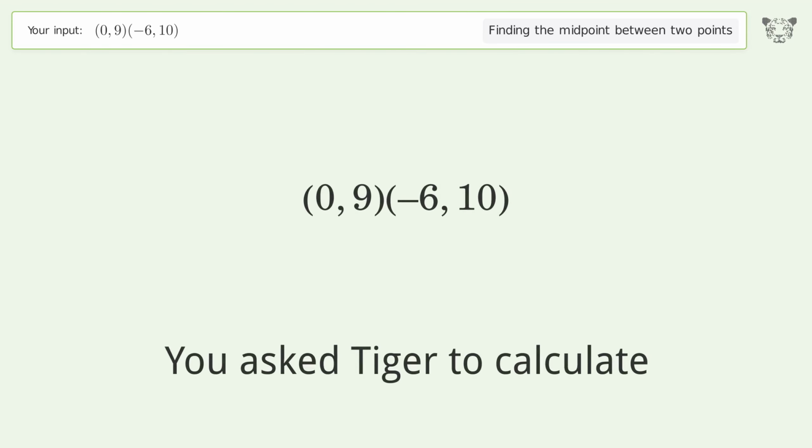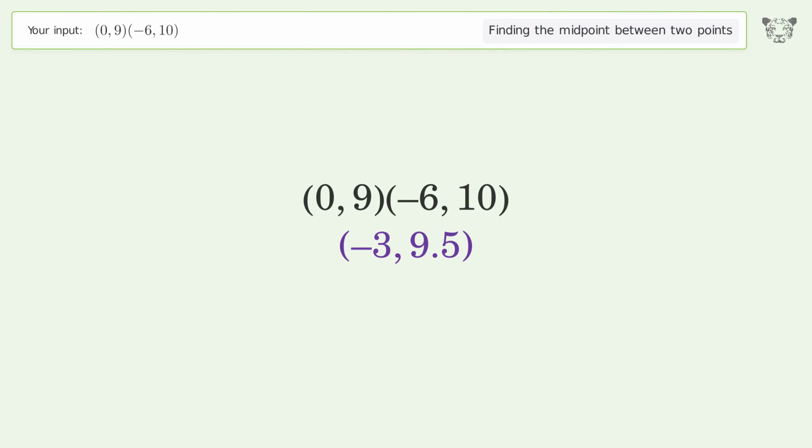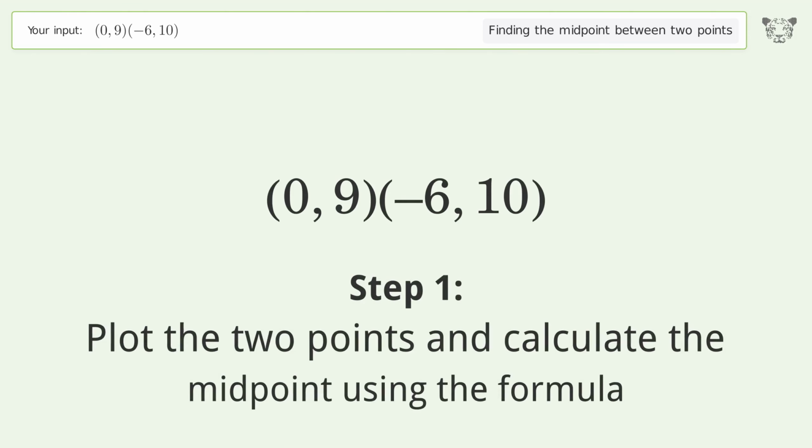You ask Tiger to calculate. This deals with finding the midpoint between 2 points. The midpoint between the 2 points is -3, 9.5. Let's solve it step by step. Plot the 2 points and calculate the midpoint using the formula.